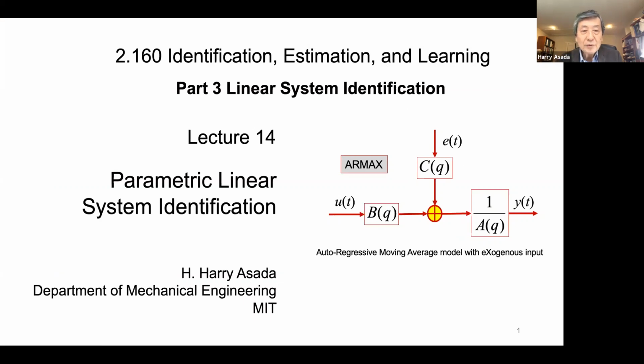We have moved on to part 3, linear system identification. This is 260, lecture 14, parametric linear system identification.